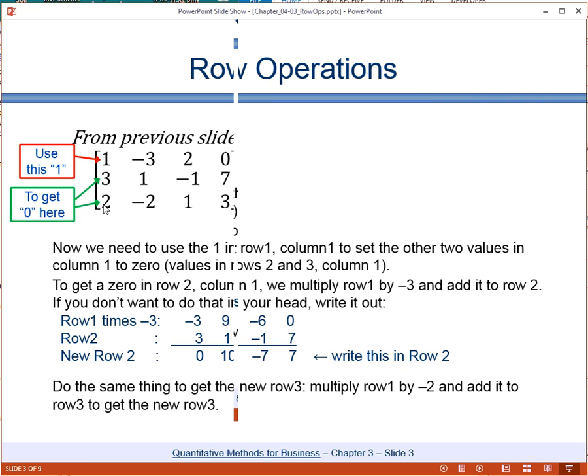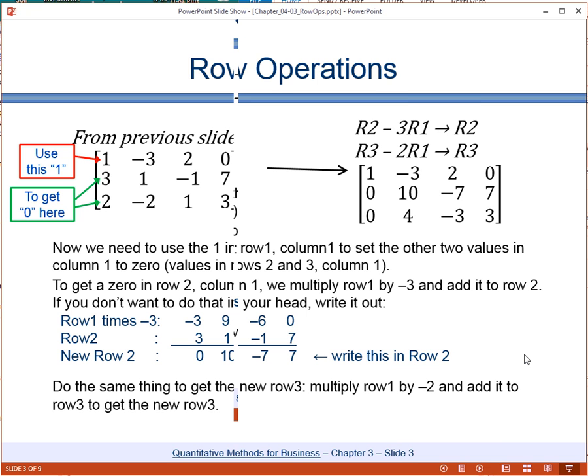To do it with row 3, what you need to do is take minus 2 times row 1 and add it to row 3 to create a new row 3. I don't have that written out separately, but you would do it just the same. You take row 3 and write it down here: 2, minus 2, 1, and 3. And then take row 1 times minus 2 and put it here. You would get minus 2, 6, minus 4, and 0. Just add those up column by column, and that'll create a new row 3 for you.